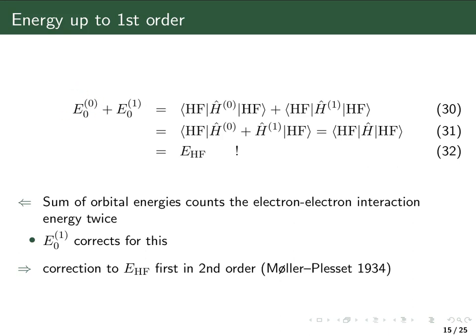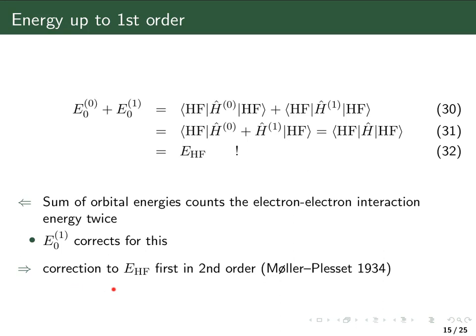Because the zeroth order energy, that's just the sum over the orbital energies, which you should remember double counts the electron-electron interaction. And this first order energy correction repairs that because it was minus once the electron-electron interaction. So twice the electron-electron interaction minus one times the electron-electron interaction gives us only one times the electron-electron interaction, so we get the Hartree-Fock energy.